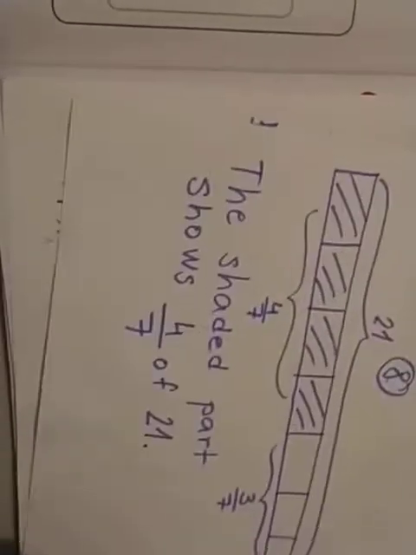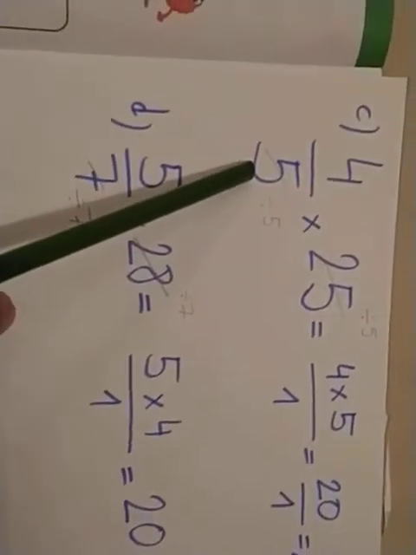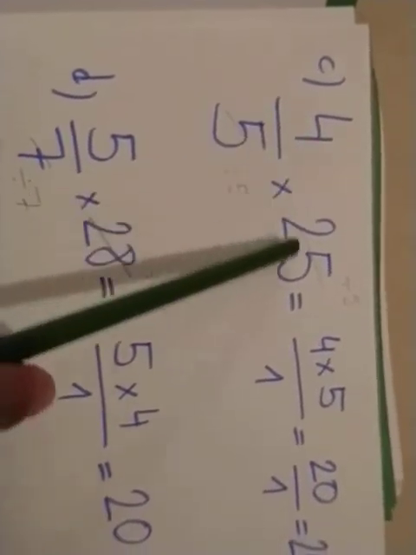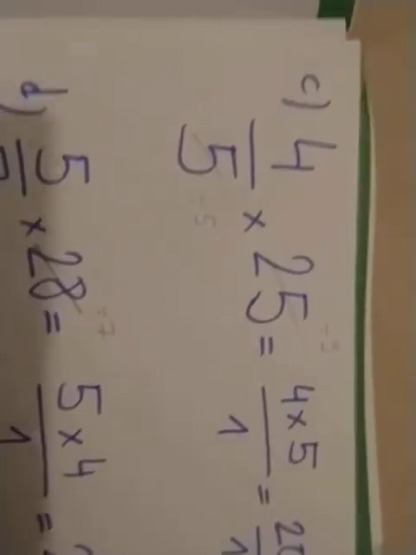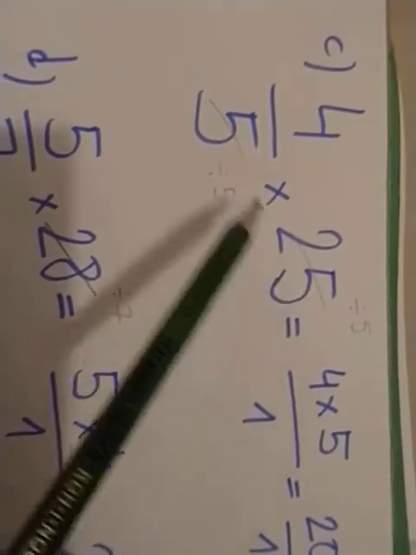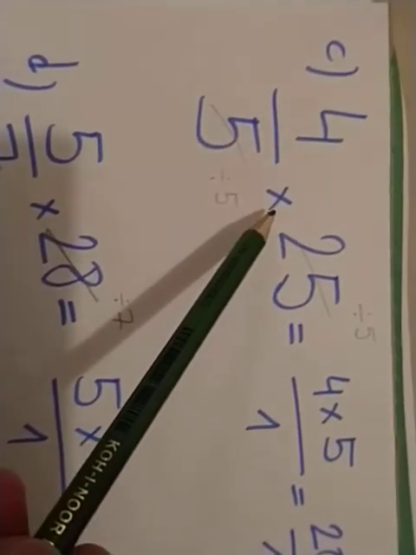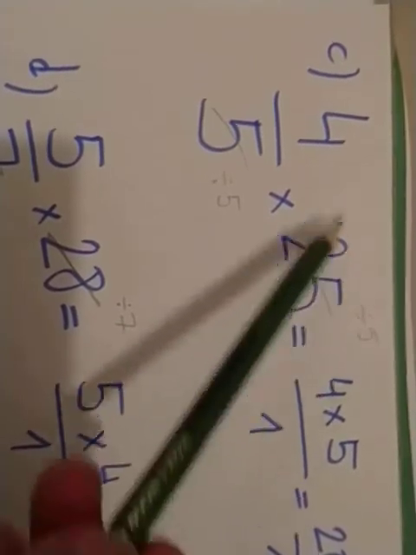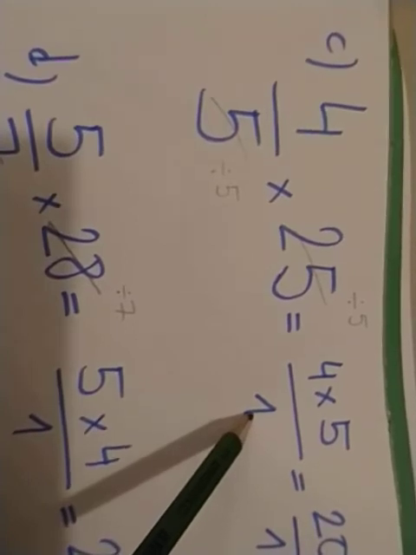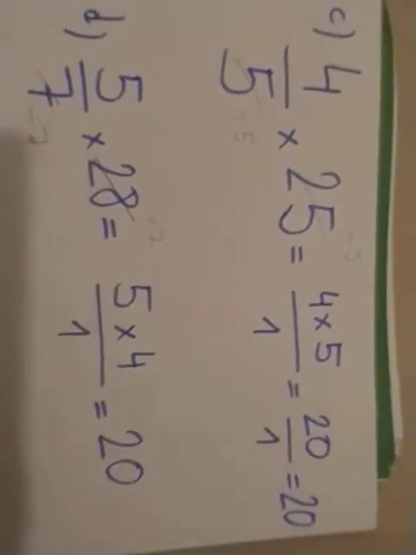The next one, C and D, 4/5 of 25 I write as multiplication. Yes, you can do 4 times 25, but then you get very high numbers. So what do you do? You simplify 25 and 5. I can divide both numbers by 5. So I got 4 times 5, because I divided 25 by 5. 4 times 5 ones. Yes. 4 times 5 equals 20 ones, and it's 20.